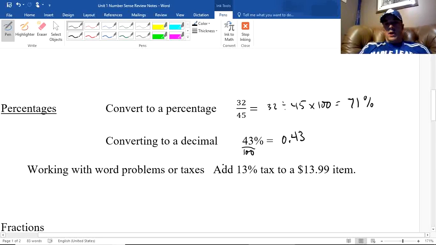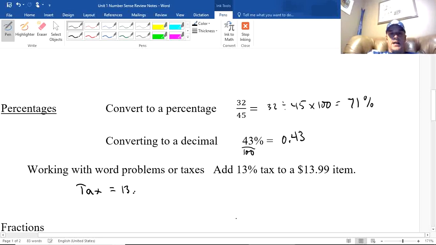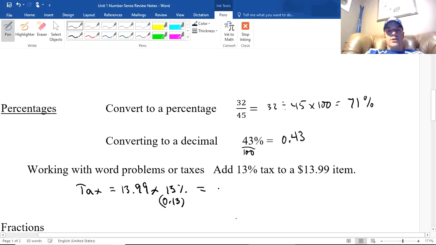So if this question here, I want to find out what my tax is on $13.99. Well, my tax is going to equal $13.99 times 13%, which is actually 0.13. And so I can do that calculation on my calculator again, and then go 13.99 times 0.13. Pretty straightforward. And that works out, we have to round it off to the nearest penny, so it's $1.82.